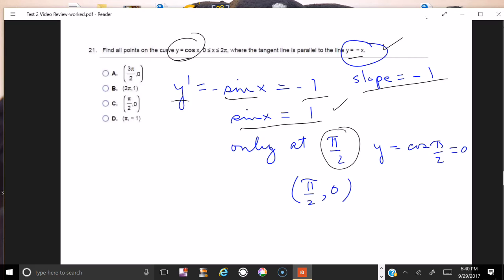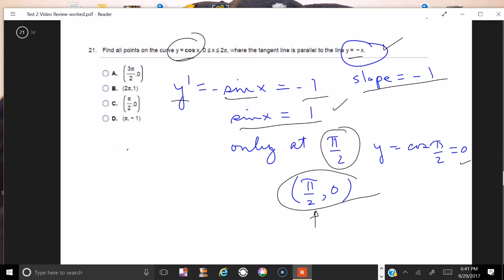So that function is at x equals pi over 2, cosine of pi over 2 is 0. So the point we're talking about is pi over 2 and 0.